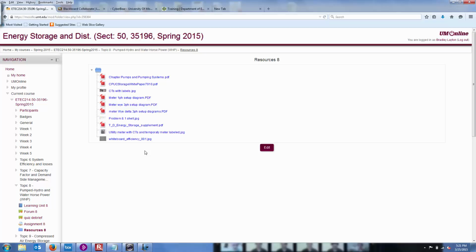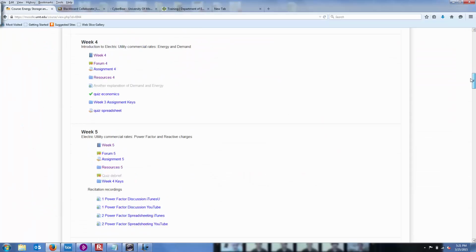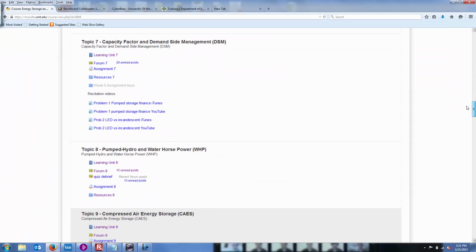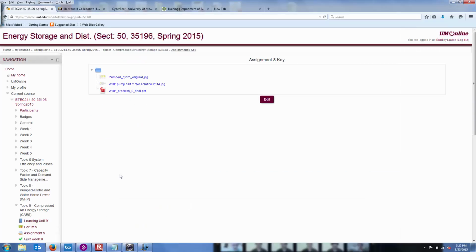Right, assignment 8 key. Assignment 8 key, is that under resources 8? No, it's going to be under resources 9. Right? Yeah, it's just under topic 9 now, it's not even in the resources. Oh, there we go, assignment 8 key. Okay. Which one should I pull up, the JPEG or the final? PDF. Okay, PDF.